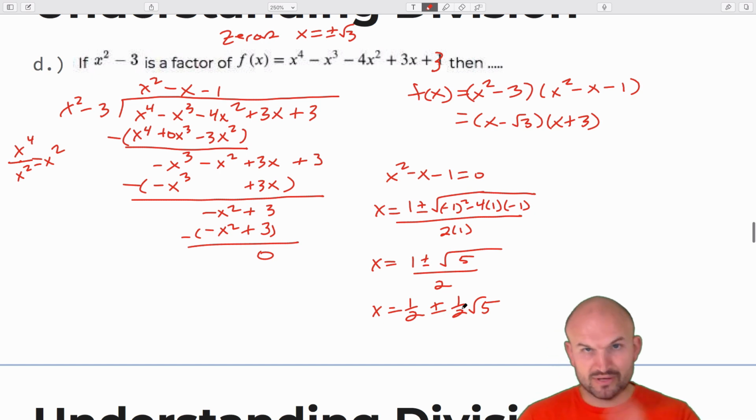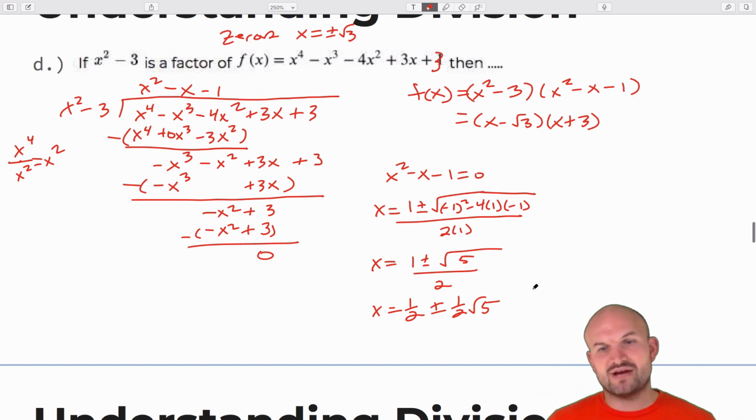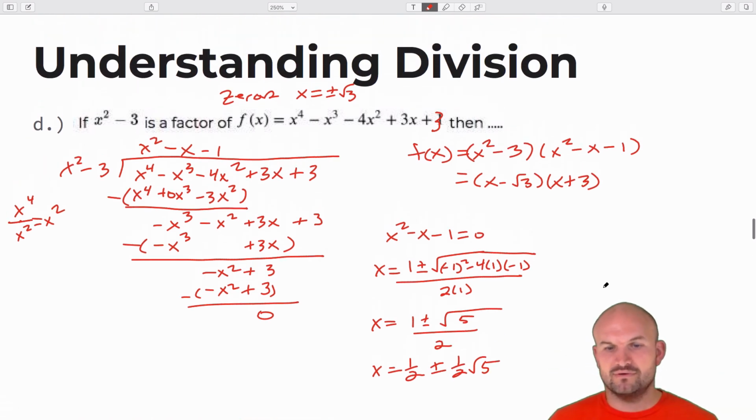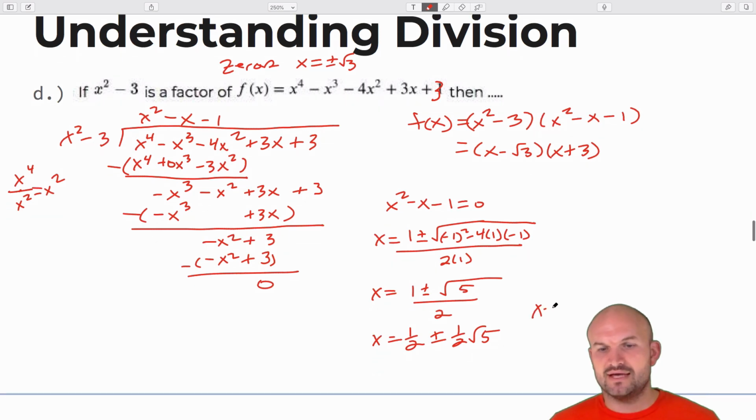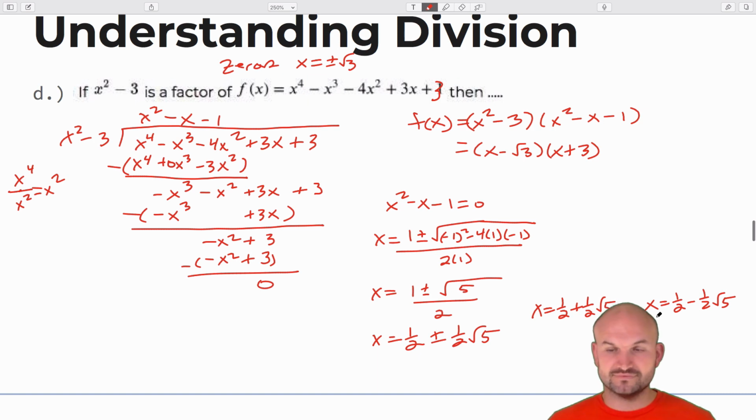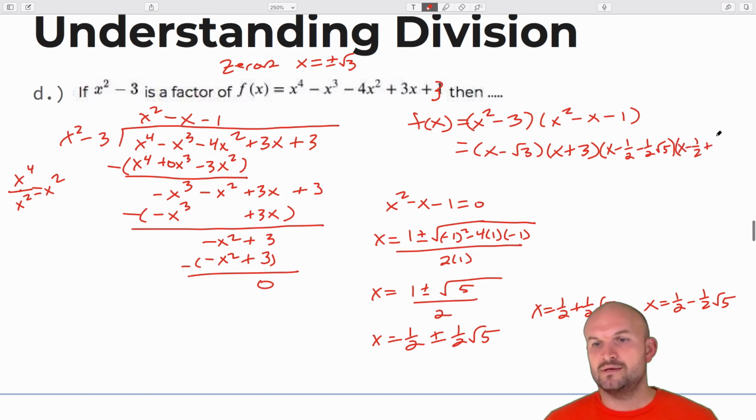Now again, if you remember, I just talked about this at the beginning of the lesson, we can write this as factored form, right? So again, we can write this as x equals 1/2 plus 1/2 square root of 5, and I can write this one as x equals 1/2 minus 1/2 square root of 5. So therefore, to write my factored form here, that's going to be x minus 1/2 minus 1/2 square root of 5. And this one would be x minus 1/2 plus 1/2 square root of 5.